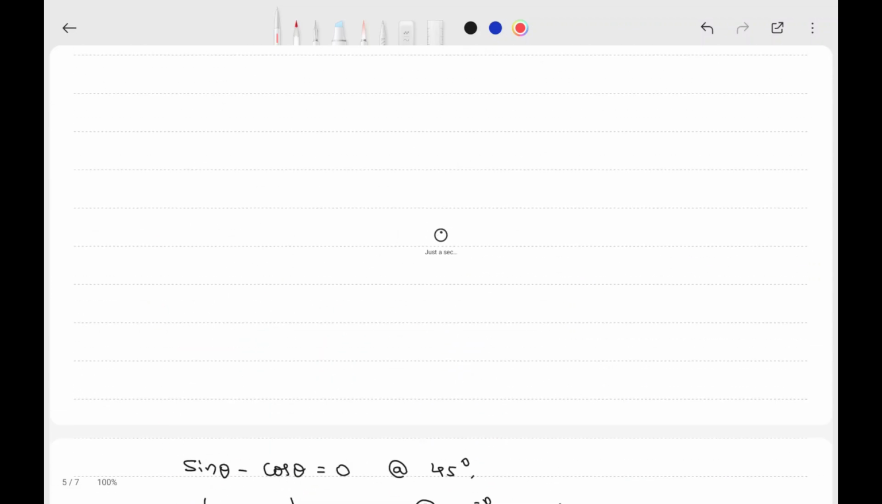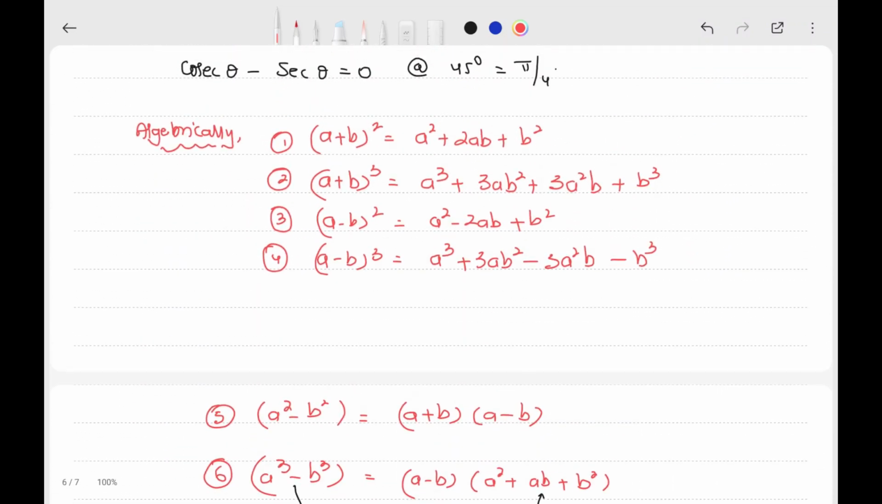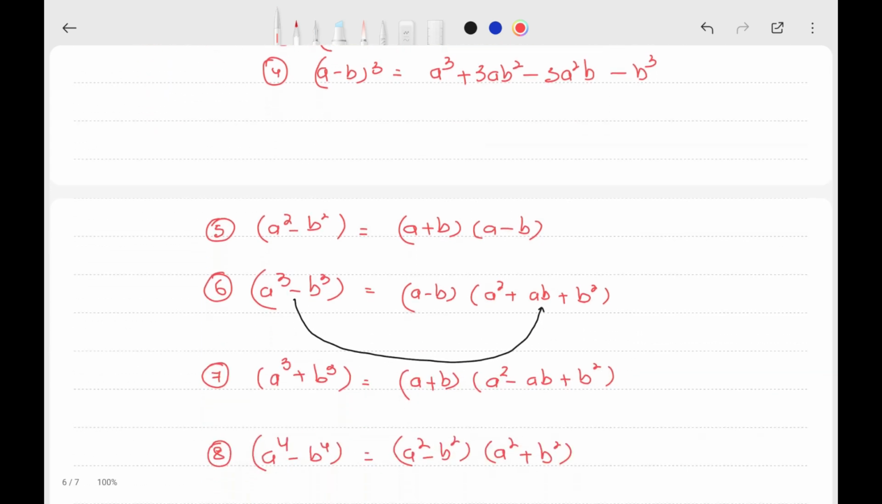What are the basic algebraic formulae? You have to know: (a plus b) whole square is equal to a square plus 2ab plus b square. (a plus b) whole cube is equal to a cube plus 3ab square plus 3a square b plus b cube. (a minus b) whole square is equal to a square minus 2ab plus b square. (a minus b) whole cube is equal to a cube plus 3ab square minus 3a square b minus b cube. And a square minus b square is equal to (a plus b) into (a minus b).